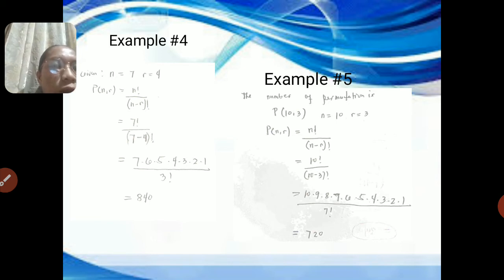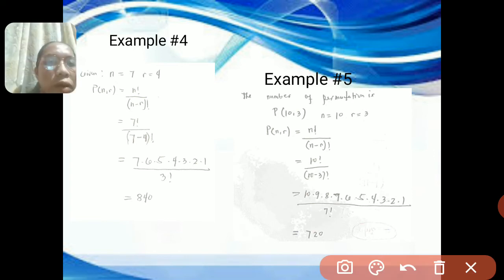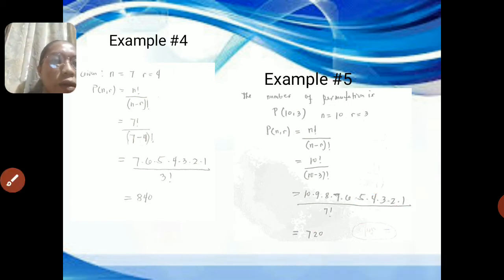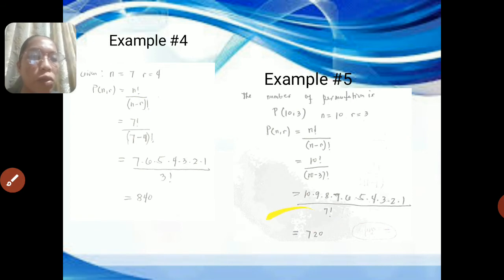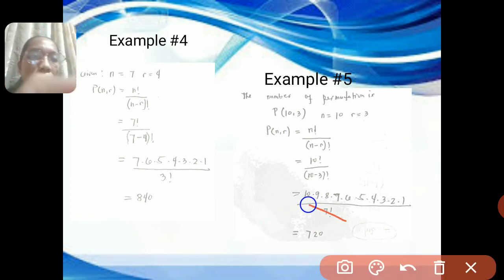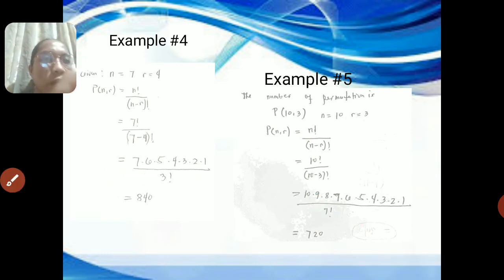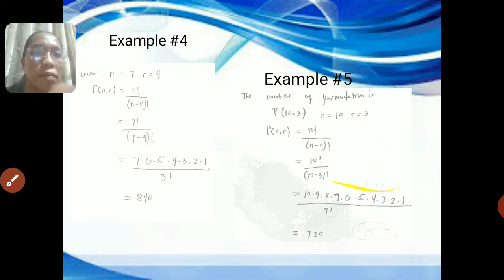And the answer of 10 minus 3 factorial is 7 factorial. So we need to cross out the 7 factorial. So what is left is 10 times 9 times 8. And the answer is 720. So 720 is the answer of example number 5.